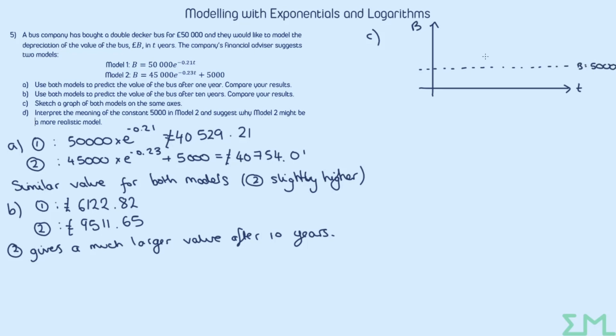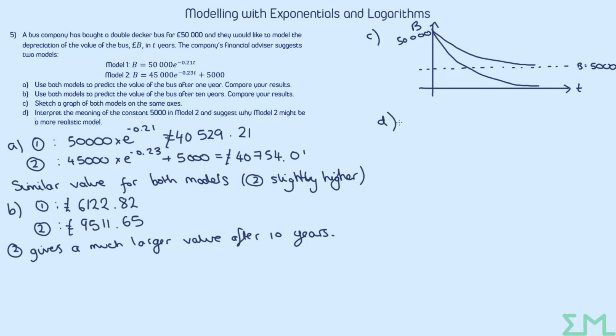5,000. So we will have one model that comes down like this, and then the other model will come down in a similar way, but will go down to 0. And they both start at 50,000. You can check here, if you put t as 0, you get 50,000 here. Put t as 0 into model 2, you get 45,000 times 1, plus the 5,000 also brings it up to 50. So they both have the same starting value, but we have this difference that model 2 levels off at 5,000, whereas model 1 just goes right down to 0.